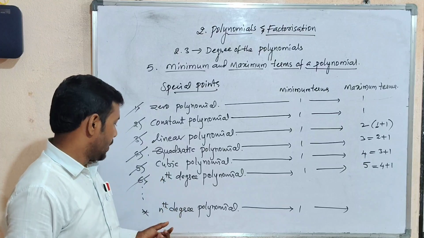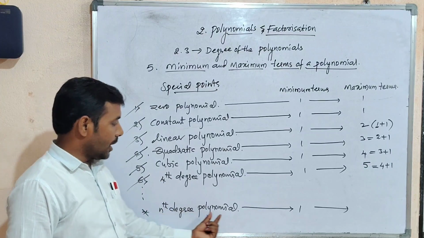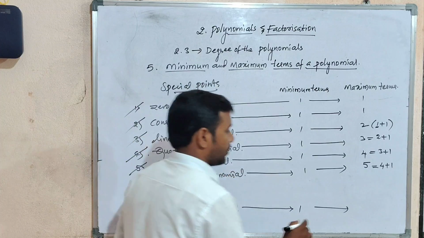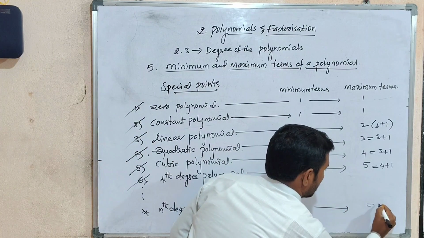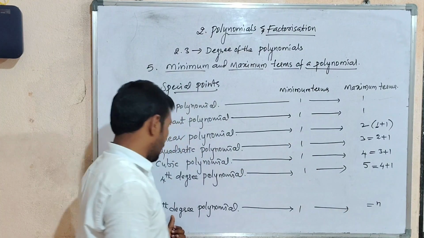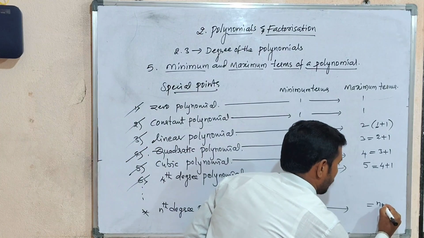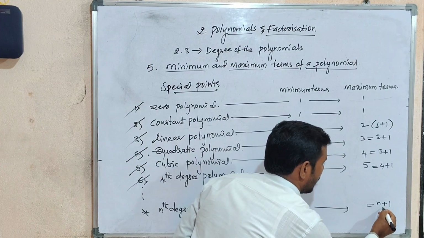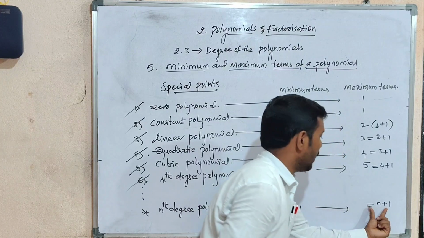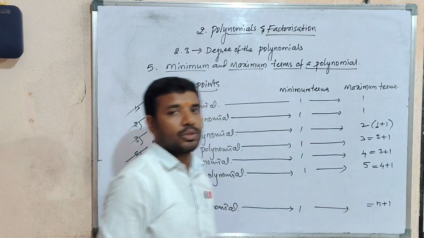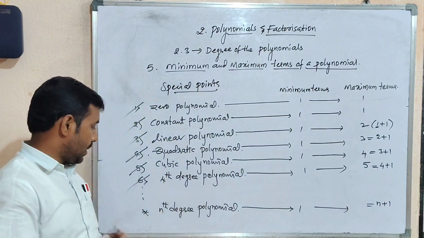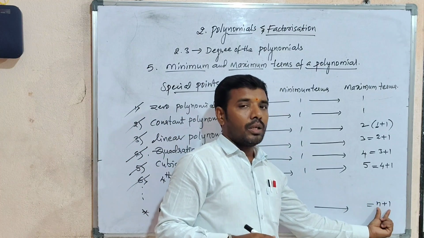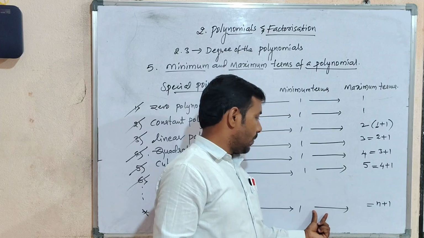That is the way. So similarly, in an nth degree polynomial, minimum terms is 1, maximum terms, yes, n plus 1. Why? Because its degree is n, no? That's why n plus 1. What is this? The nth degree polynomial has n plus 1 maximum terms. Simple question, tell me. In an nth degree polynomial, the number of maximum terms, tell me. N plus 1. Minimum 1.